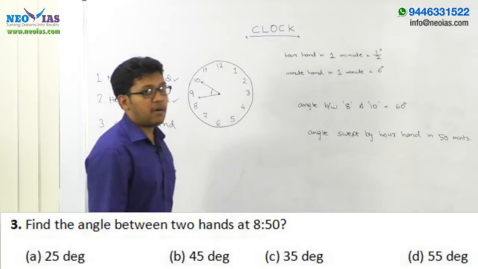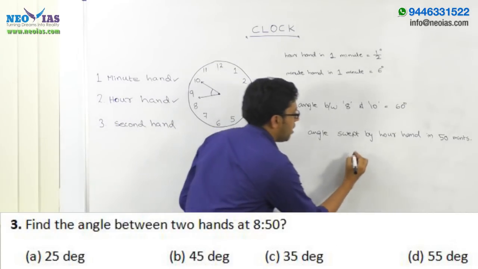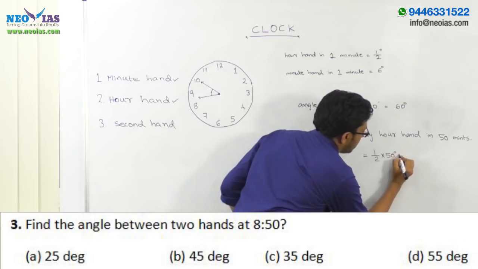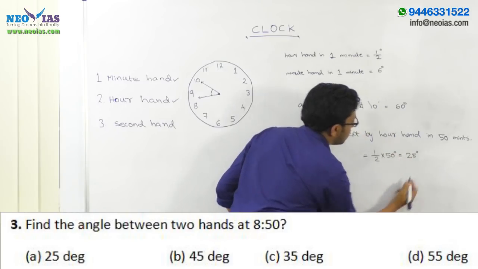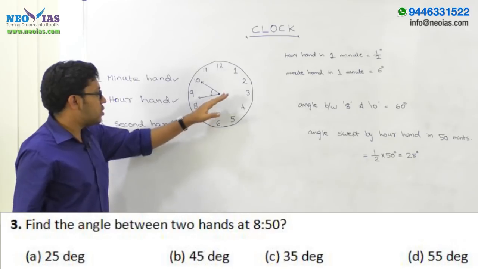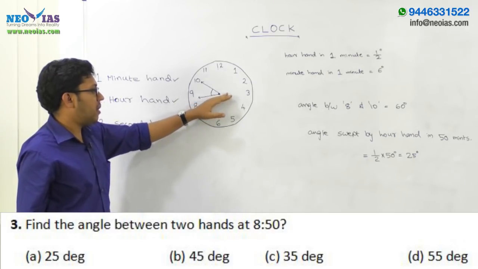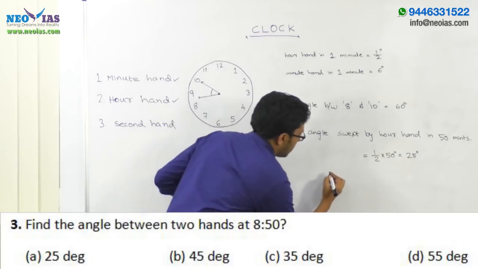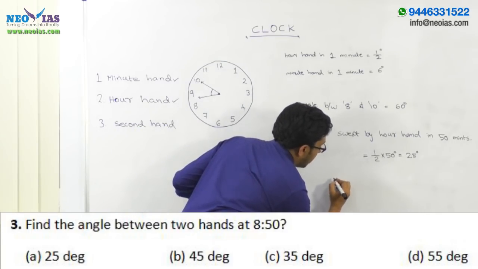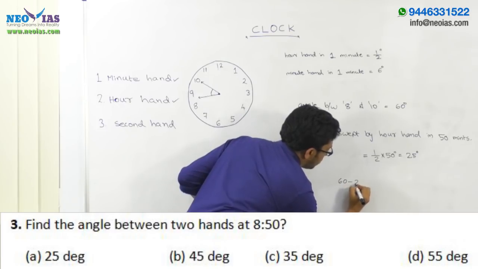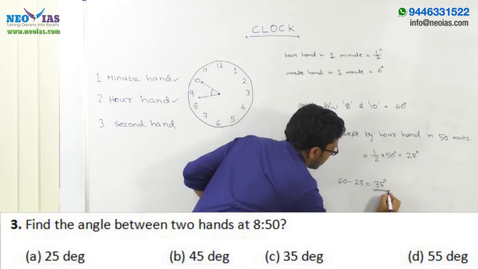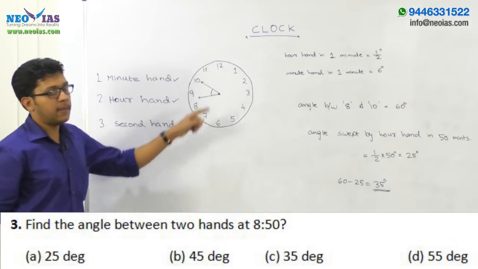What is the angle swept by our hand in 50 minutes? Angle swept by our hand in 50 minutes is equal to half into 50 degree, which is 25 degree. If we subtract this 25 degree angle from this 60 degree, we are going to get the answer. Thus the angle between two hands at 8:50 is 60 minus 25, which is equal to 35 degree.